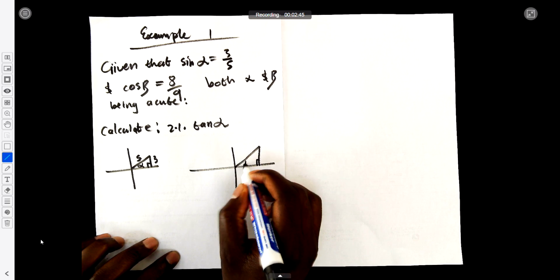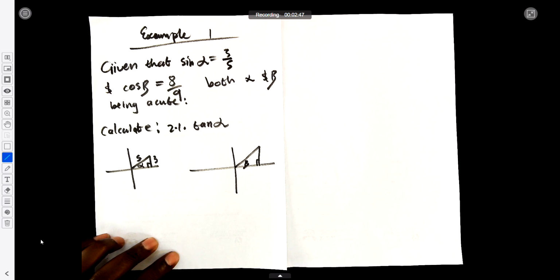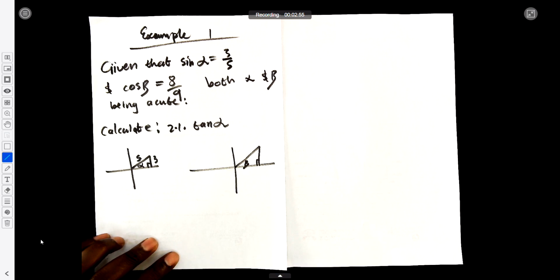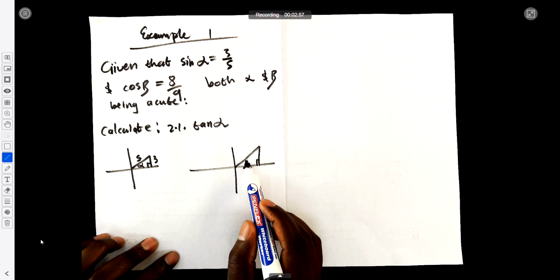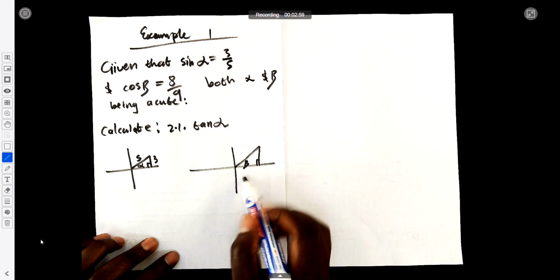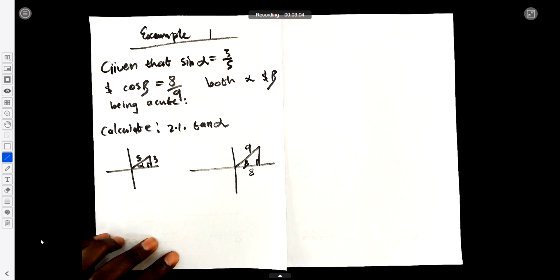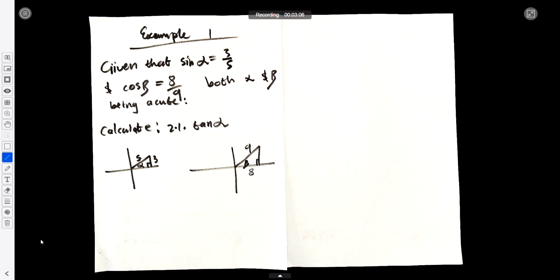So we project the acute angle beta in the first quadrant. We know that cos beta is adjacent over hypotenuse. So what is the adjacent of beta? It's 8. The hypotenuse is 9. We inspect and see that there is a missing side here, and we have a missing side there. So we now need to calculate those sides.